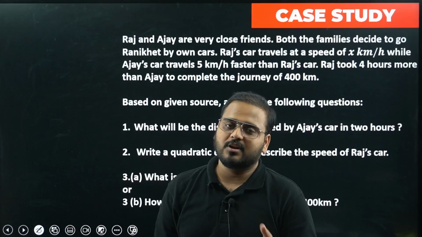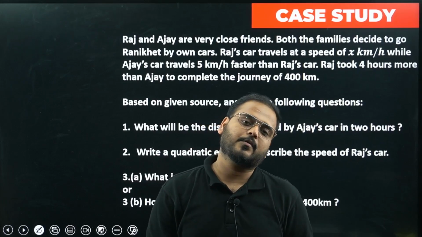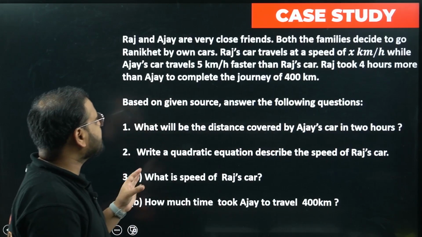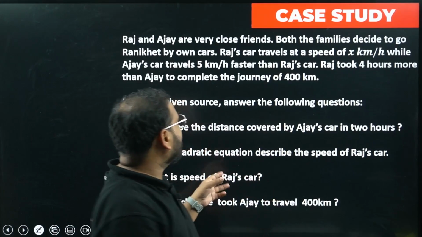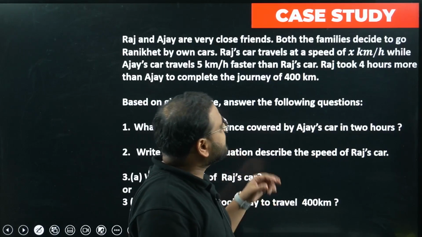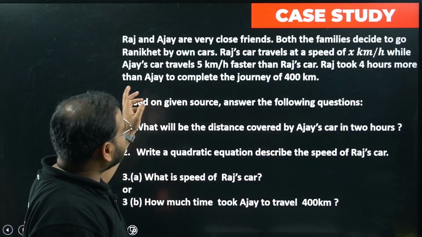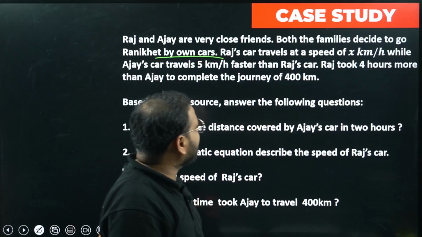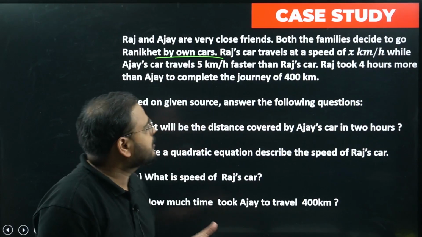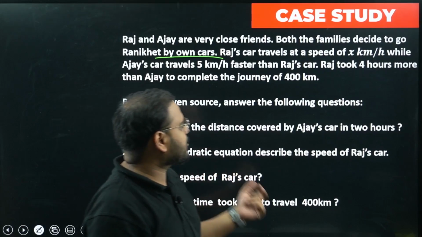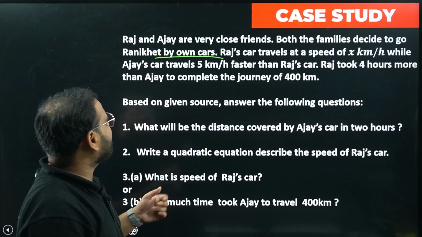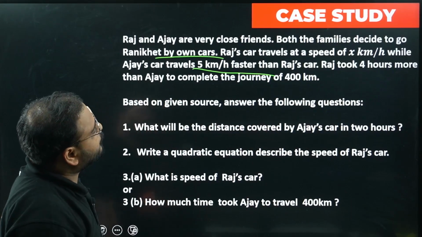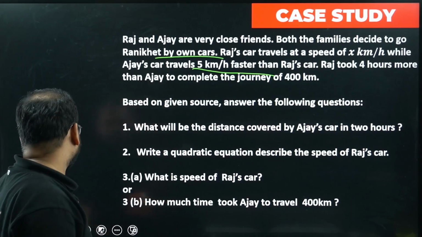Okay. And over the weekend, you'll have the test again on quadratic equations with the next chapter. So, case study. Raj and Ajay are very close friends. Both the families decide to go to Rani Khet by their own cars. Raj's car travels at a speed of X km per hour, while Ajay's car travels 5 km faster than Raj's car.